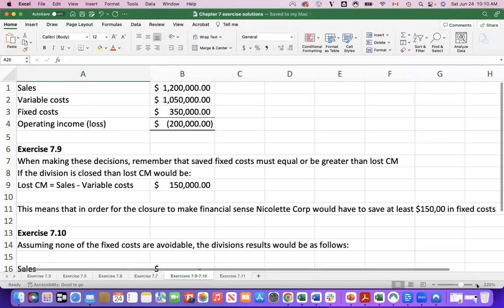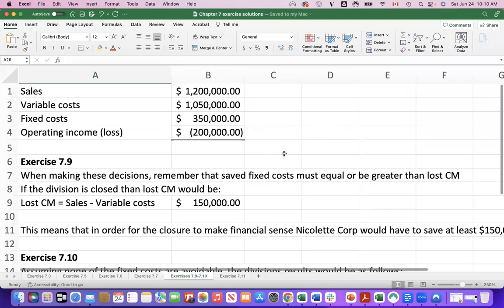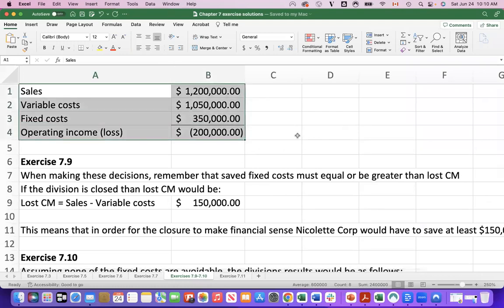So first thing I want to focus on is just what are the segment results as of now? So nothing has changed. This is the current operational results for this segment. So sales of 1.2 million, variable costs of $1,050,000, fixed costs of $350,000. They're operating at an operating loss of $200,000. So you might think, okay, if we eliminate this segment, profits are going to go up by $200,000 because we're getting rid of this loss.